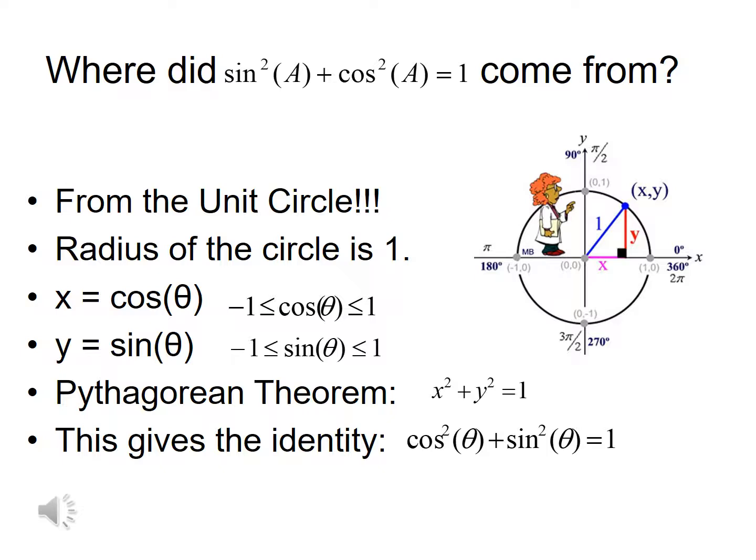You could derive the other Pythagorean identities in a similar way, but it's important for students to realize that that identity is really critically linked to the unit circle, and it just didn't appear out of thin air.